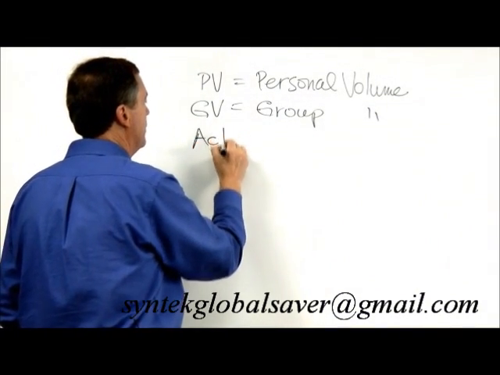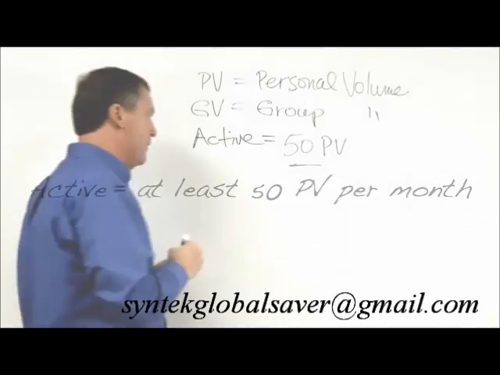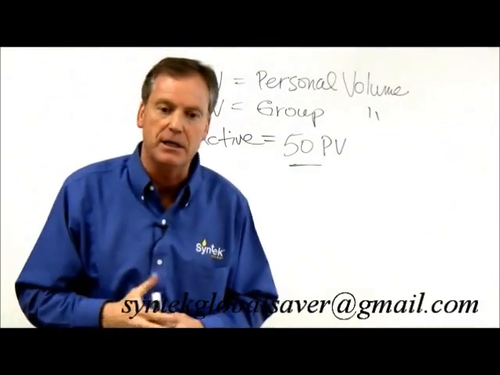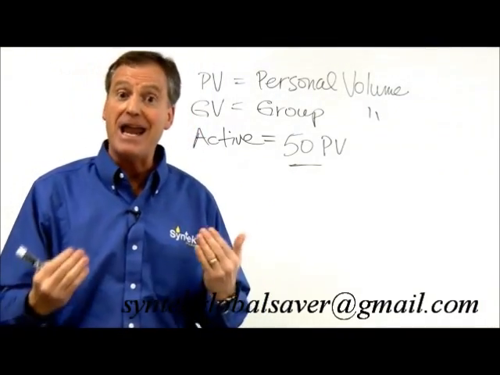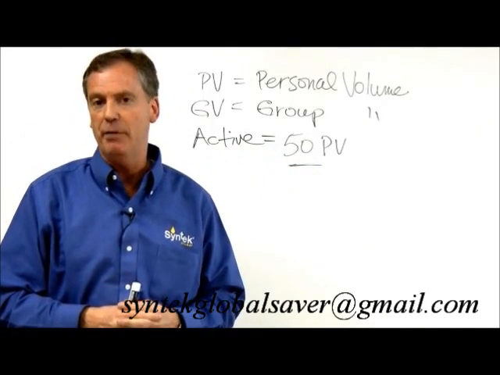Another term you need to be familiar with is active. The requirement to be active in our company is 50 PV. That allows you to be qualified to receive a paycheck. The reason why we do that is because there has to be an exchange of money and product each month for us to legally give you a paycheck.